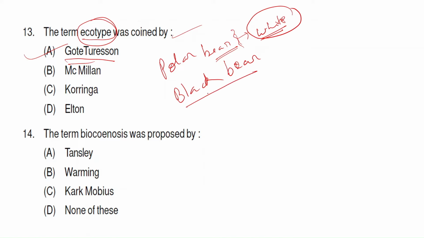And the next one is the black bear. Though the polar bear and black bear belong to the same species, somehow they are genetically different and occupy different geographical areas, right? So that is why these are known as ecotypes. So what are ecotypes? Ecotypes are members of the same species which are genetically different.